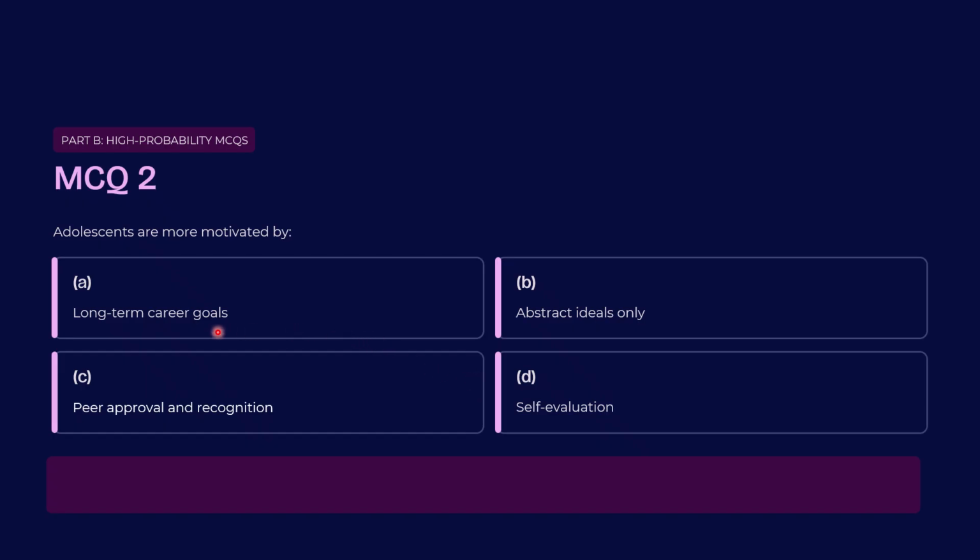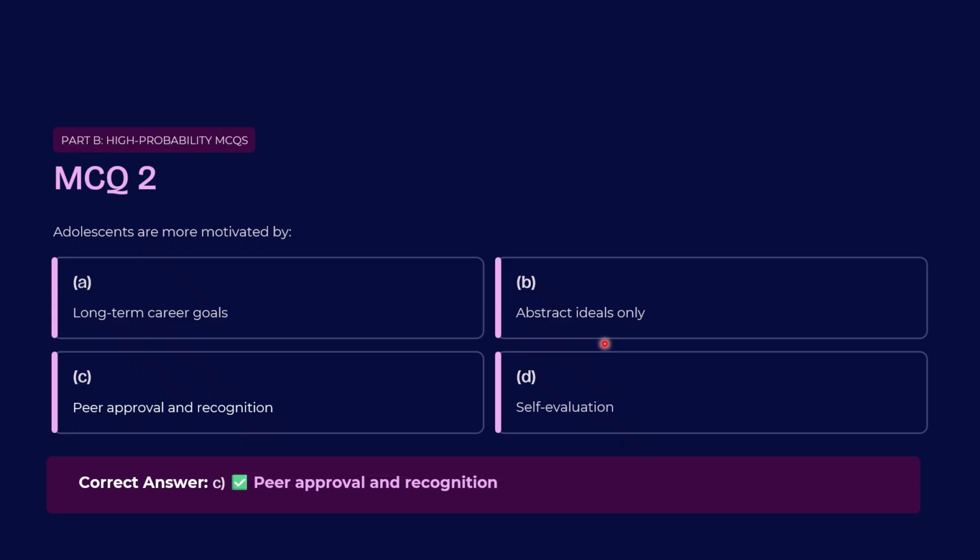Option A is long-term career goal. This is incorrect because adolescents generally focus on immediate achievements like good marks, appreciation, or popularity. Long-term career goals become strong during adulthood. Next is option B, that is abstract ideas only. Although adolescents begin to think abstractly during Piaget's formal operational stage, their motivation is not based only on abstract ideas.